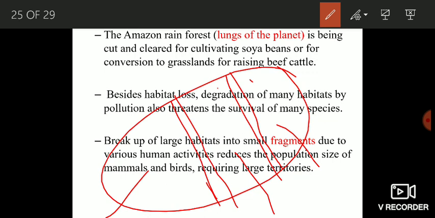I will repeat. Habitat fragmentation means the breakdown of a large habitat into small areas, small fragments, and once the small fragments are created, the species living there do not find it stable to reproduce, and hence extinction is likely.